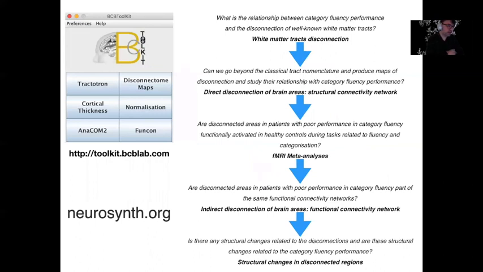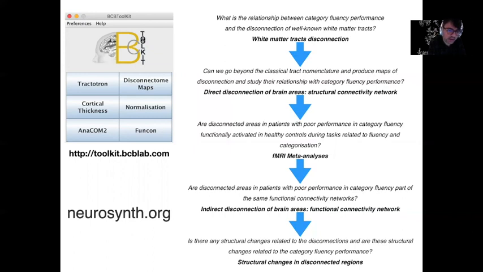So here's a roadmap of the analysis we will do to change the way we observe the impact of brain lesions and the interpretation that we can have of what could be the origin of this disorder, which is a decrease in category fluency. So first, we'll look at white matter tract disconnections, to answer the question: what is the relationship between category fluency performance and the disconnection of well-known white matter tracts?